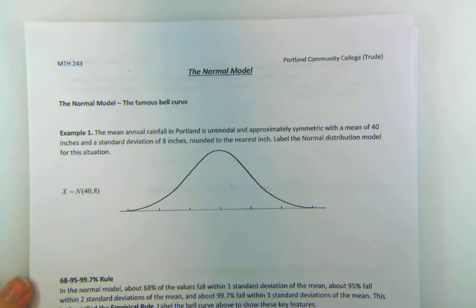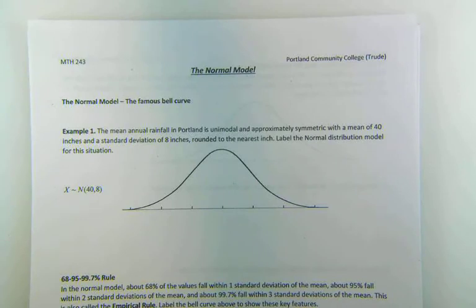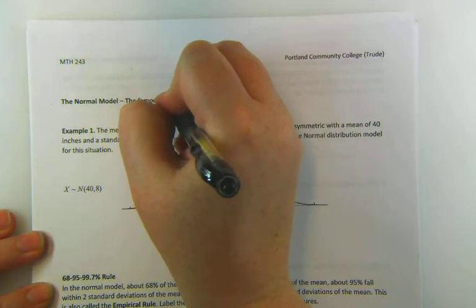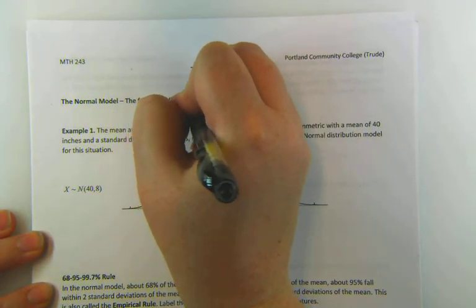So what we're going to talk about here is the normal model. We're going to see what the normal model is, this bell-shaped curve. These bell-shaped curves come from a continuous distribution.